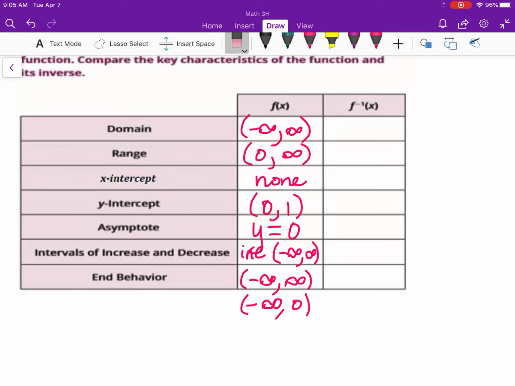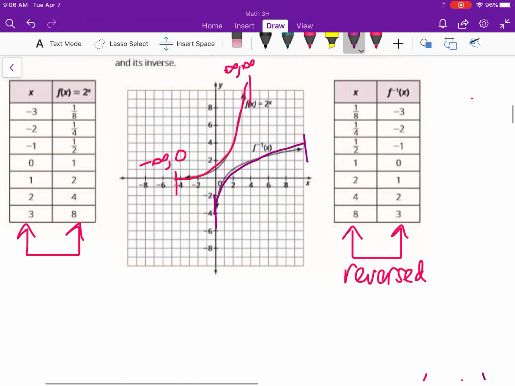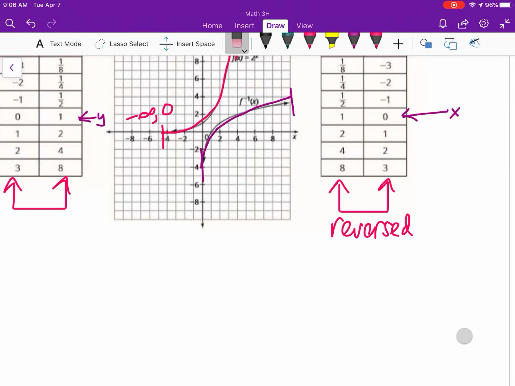Your logarithm is almost the opposite of this. Your domain, as I told you before, was 0 to infinity, where your range is negative infinity to infinity, because up to down, down to up. Now, if you look at this one, it does have an x-intercept. You can see it right here. This one has the y-intercept. This one has an x-intercept. See how they flip? That's the idea of what an inverse means.